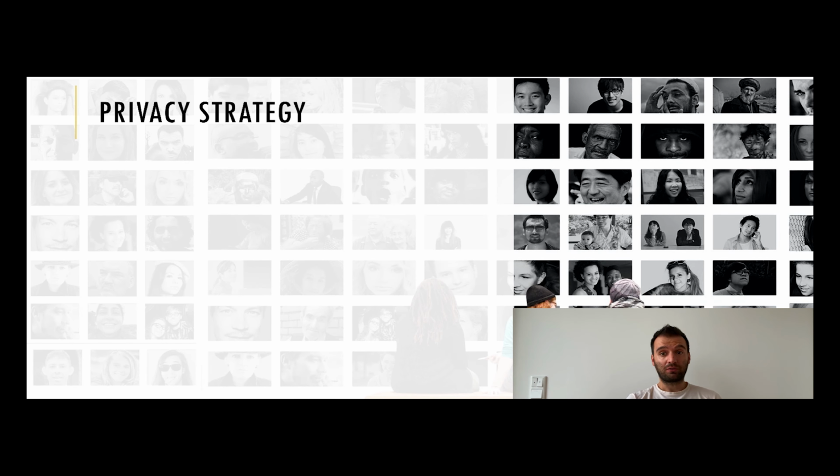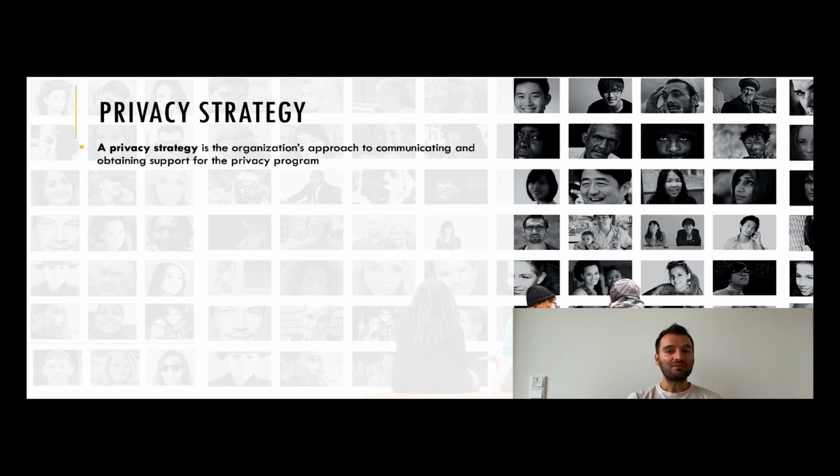Now that the framework through which the organization will organize its privacy requirements has been identified, the next consideration is the privacy strategy. Essentially, a privacy strategy is the organization's approach to communicating and obtaining support for the privacy program. Personal information may be collected and used across an organization, with many individuals responsible for protecting this information. No one solution mitigates all privacy risks, and there is no one-size-fits-all strategy that can be adopted.